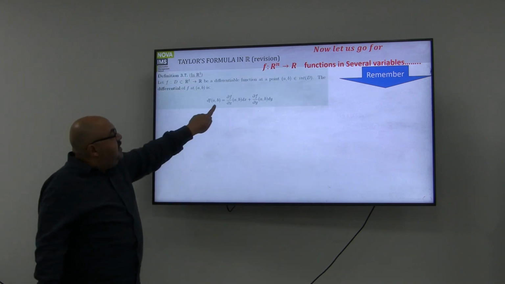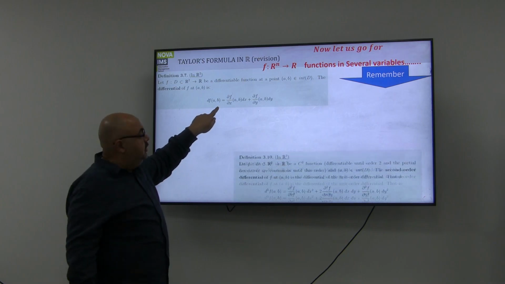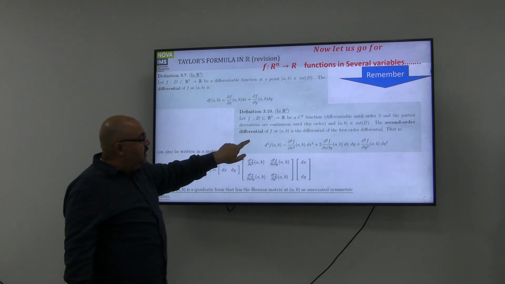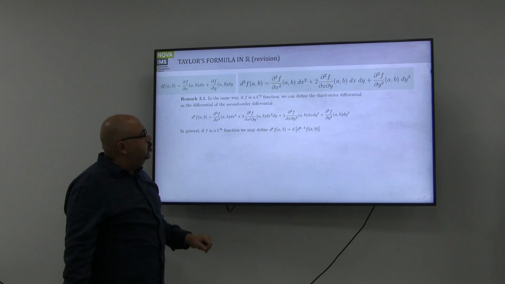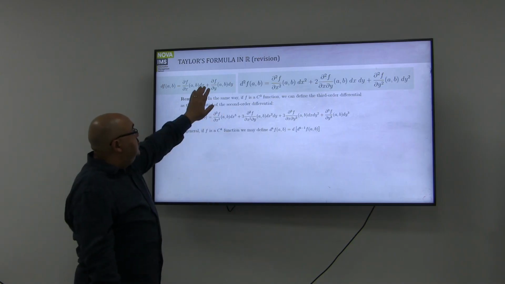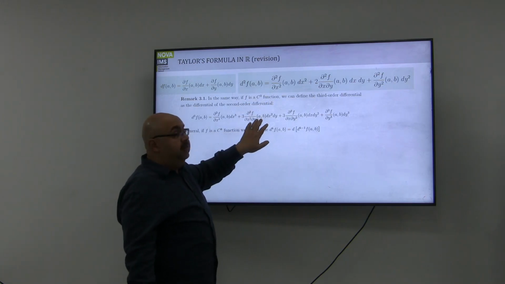So this is the differential for the first order. That's the differential in second order. And generalizing this, this is the first, that's the second, that's the third order. I need you to memorize them. That's for the first, that's for the second derivative, and that's for the third derivative.